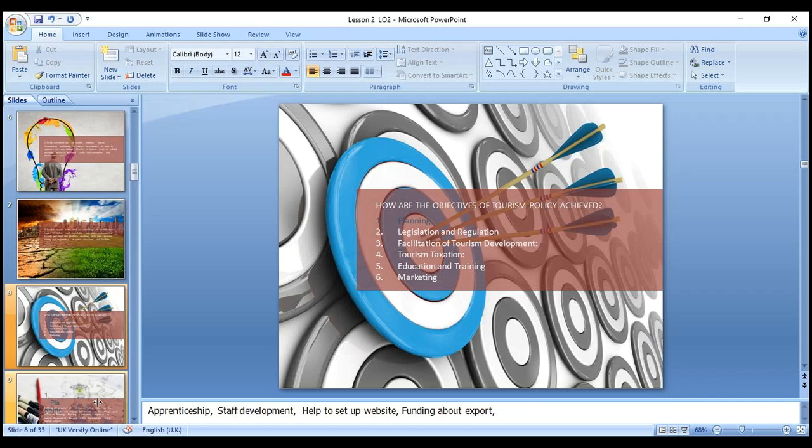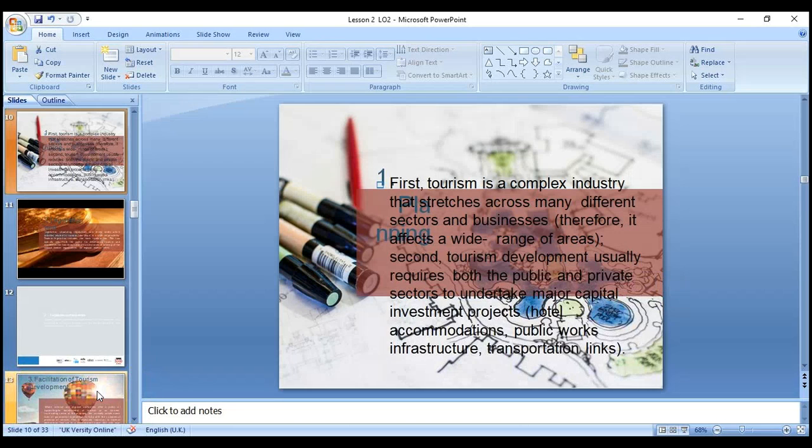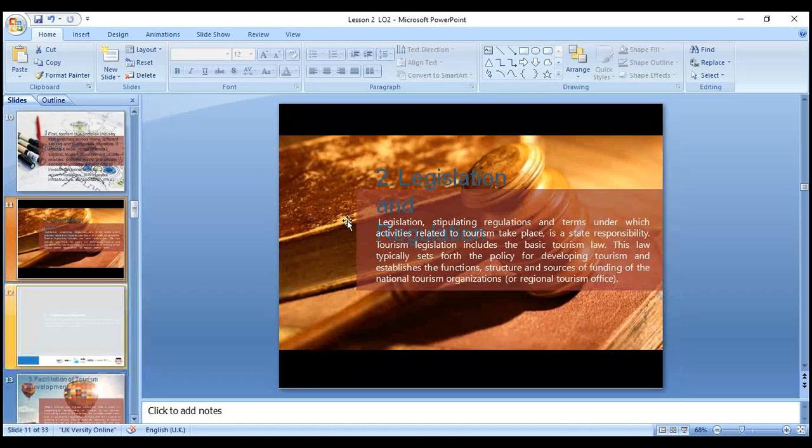So after this we can look around the planning. We already know fulfilling the tourism policy, minimizing its negative impact, and we're looking more widely. The primary goal of planning is to participate in tourism development, because of two characteristics of the tourism industry. The first is that tourism is a complex industry, so we need to make sure we involve a wide range of stakeholders.